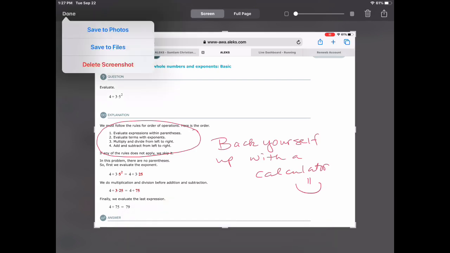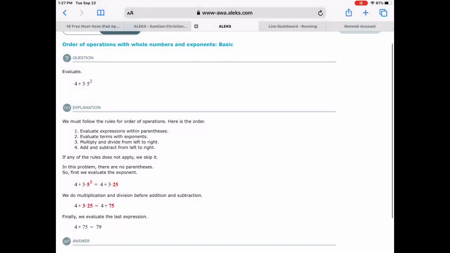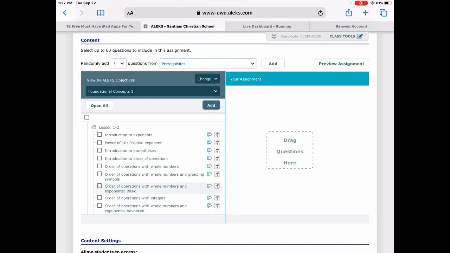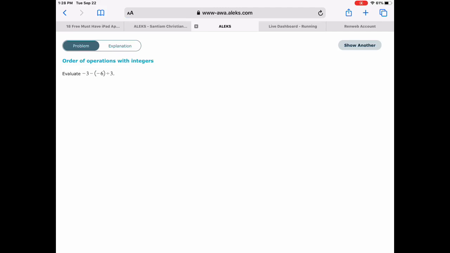Don't spend hours and hours and hours on numbers. We need to practice them and get good at them, but we also need to move on to things that take longer to compute, especially if you don't have a calculator. All right, order of operations with integers.